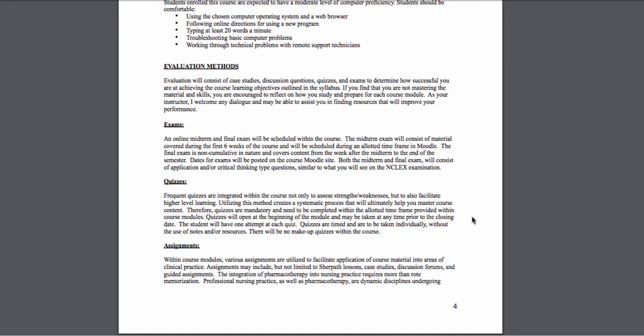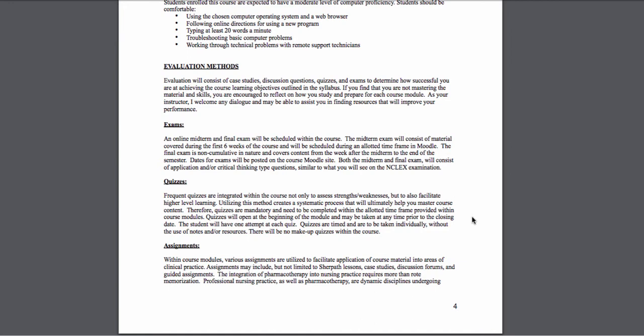For both the midterm and final exam, I do try to put application type or critical thinking type questions. These are very similar to what you'll see on NCLEX examinations. Your NCLEX is essentially your boards for your RN license. We'll go through these with the quizzes, because the quizzes are set up very similar to the final exam, so you'll get a good feel for how these types of nursing style questions work.